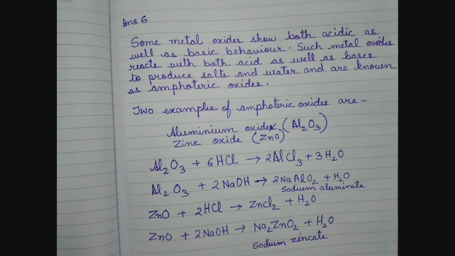Again, when zinc oxide reacts with hydrochloric acid, that is ZnO plus 2HCl, it gives ZnCl2, zinc chloride, plus water. Then again, when zinc oxide reacts with sodium hydroxide, that is ZnO plus 2NaOH, it gives Na2ZnO2 plus H2O, that is sodium zincate plus water.